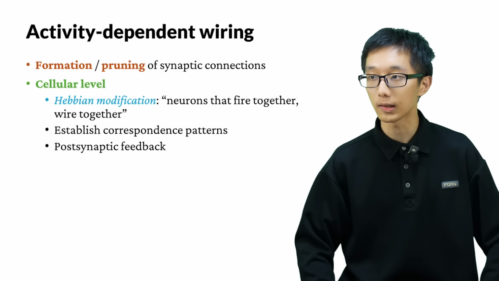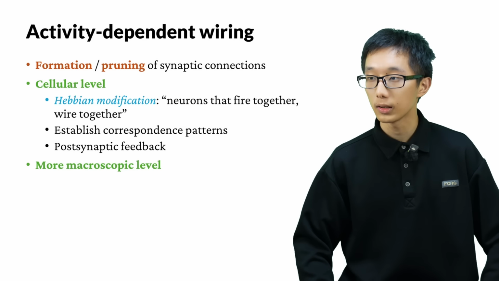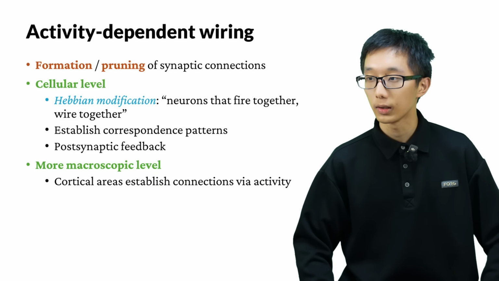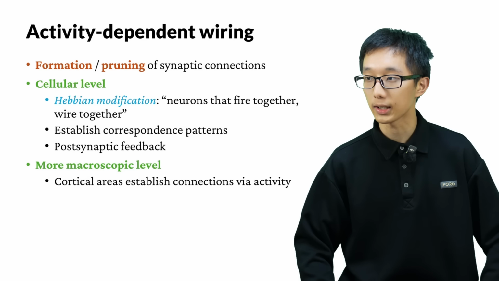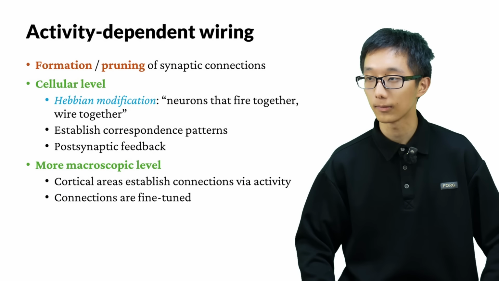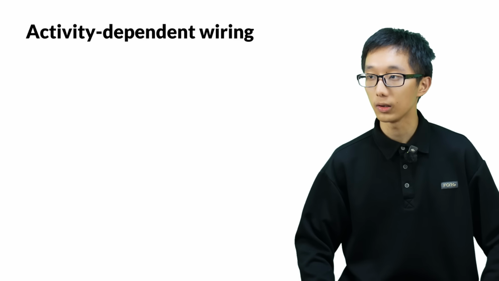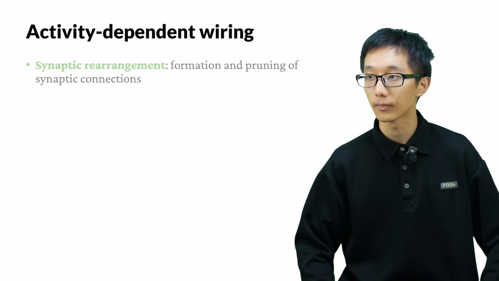There are many other ways of forming and pruning synaptic connections. On a more macroscopic level, cortical areas establish connections via activity, and moreover, connections are fine-tuned with activity. Let's first take a look at the cellular level.